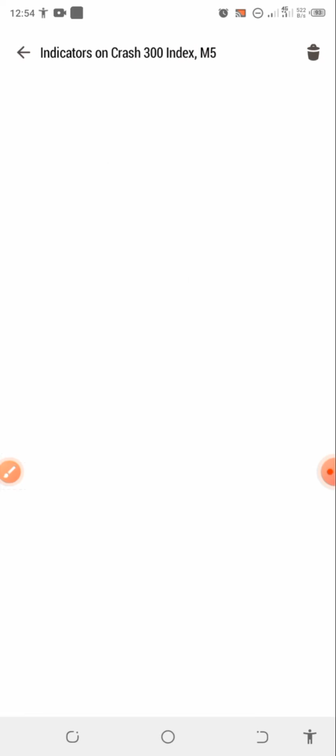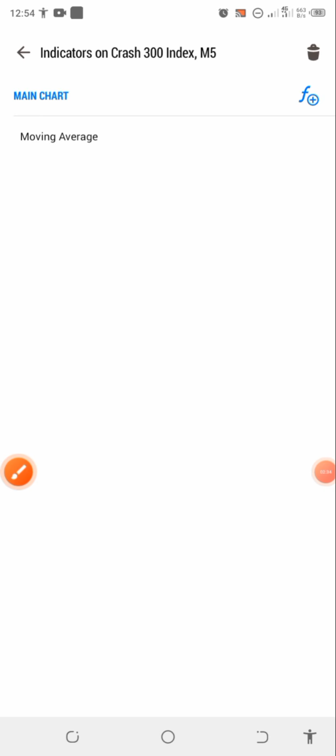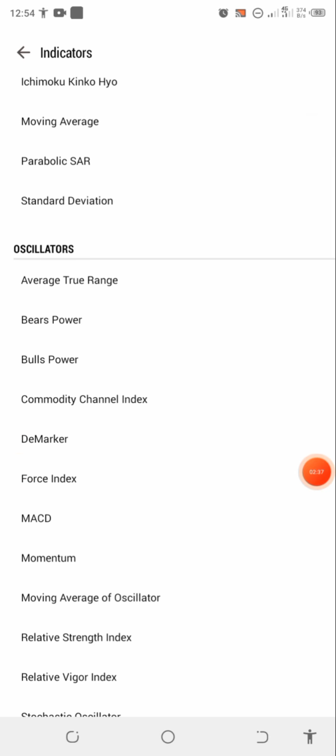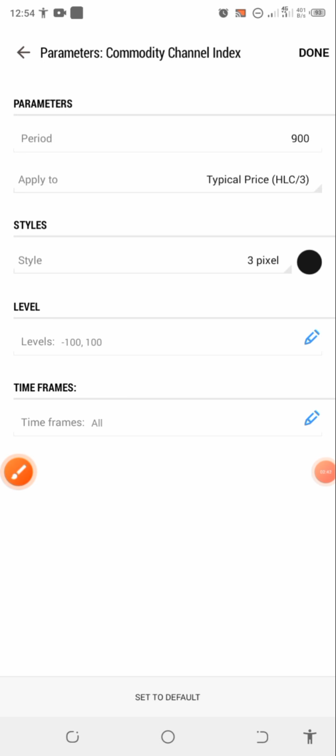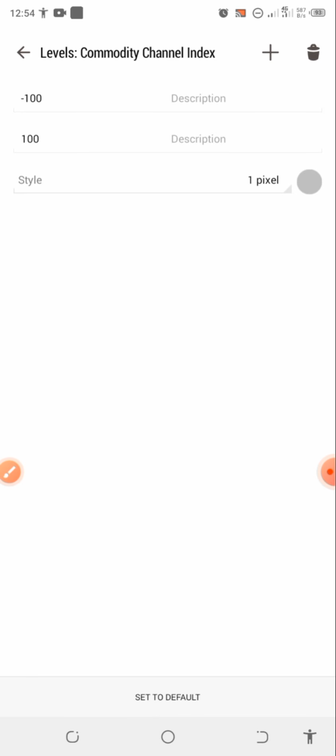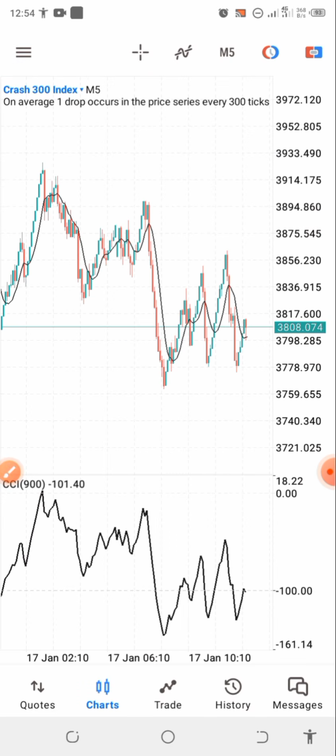Now the next indicator we're going to be adding is the CCI. So we click on the F plus and search for the CCI, which is right here. Click on it and then these are the parameters for the CCI. The period is going to be 900, applied to typical price HLC/3, and for the style I'm also going to be using the black color. The levels don't necessarily matter, so we have the -100 and the other levels. Now we set it up like this, then click on done. Then you are going to have your CCI right in your chart.